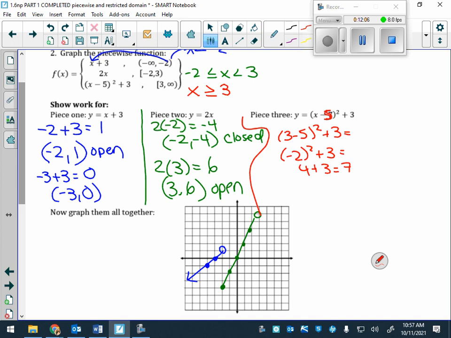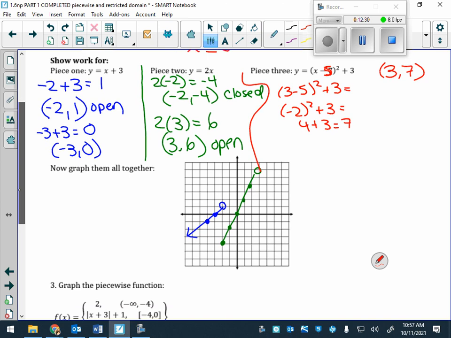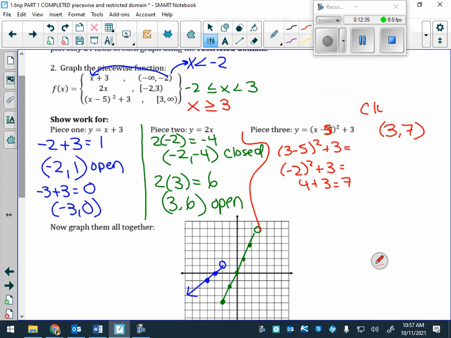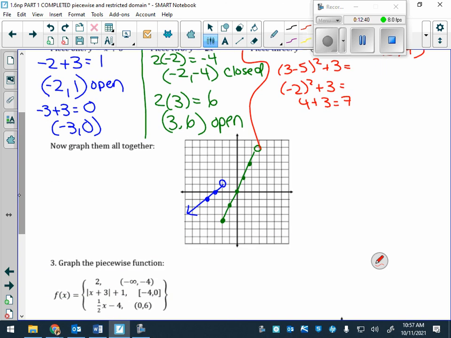Okay. So my starting point is what? What is the first value I'm starting with? Sam? Careful. Other way around. 3, 7. 3 is what you input. 7 is what you get. Okay. 3, 7. Is that going to be open or closed? Closed. Okay. 3, 7.